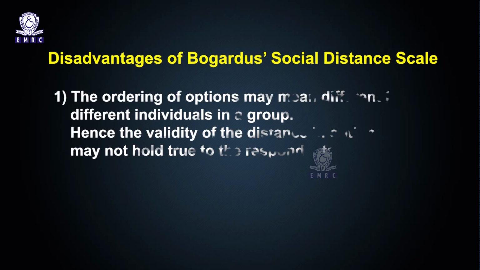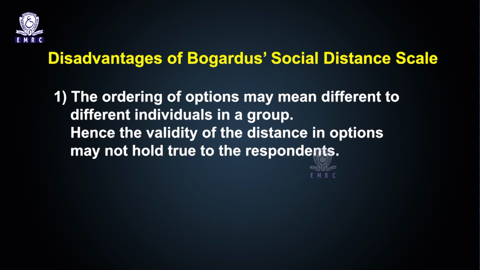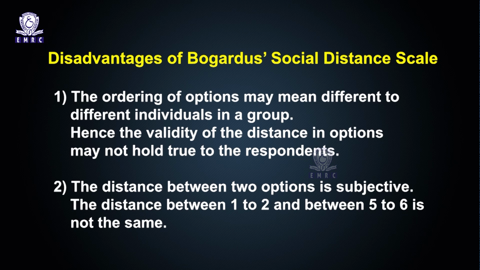Now let us discuss the disadvantages. The first one, the ordering of options may mean different things to different individuals in a group. Hence, the validity of the distance in options may not hold true to the respondents. The second one, the distance between two options is subjective. The distance between 1 to 2 and between 5 to 6 is not the same.